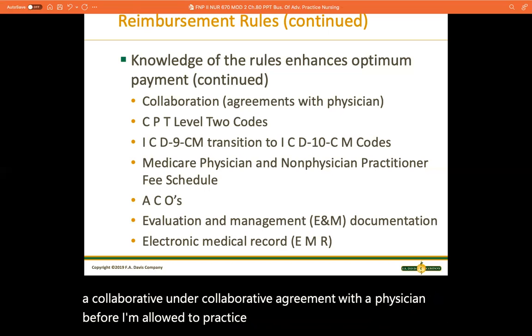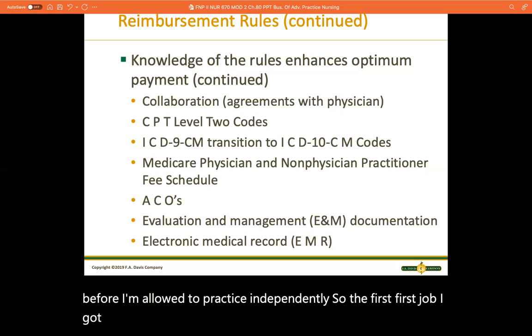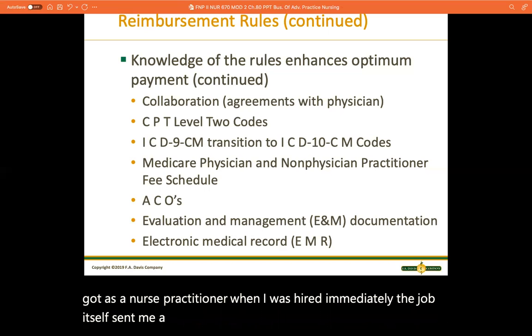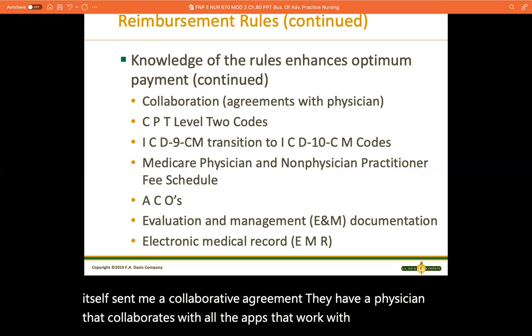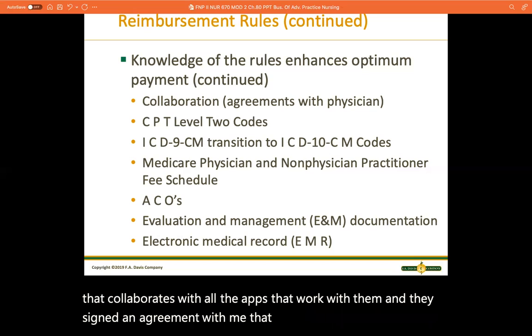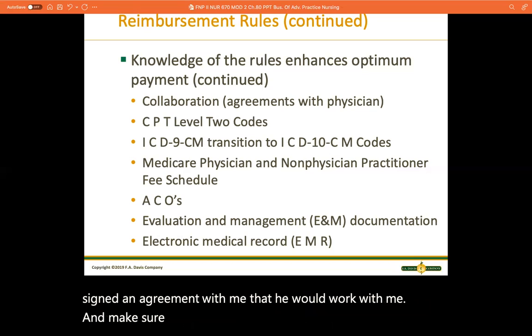So the first job I got as a nurse practitioner, when I was hired, immediately the job itself sent me a collaborative agreement. They have a physician that collaborates with all the NPs that work with them, and they signed an agreement with me that he would work with me and make sure that he was collaborating with me so that I could practice in this particular business.